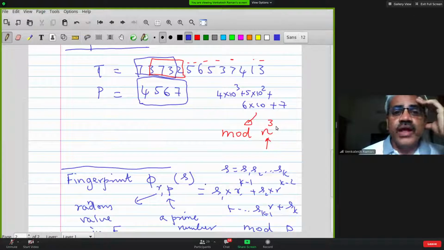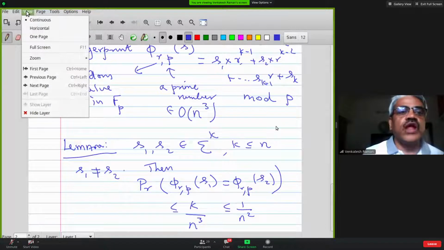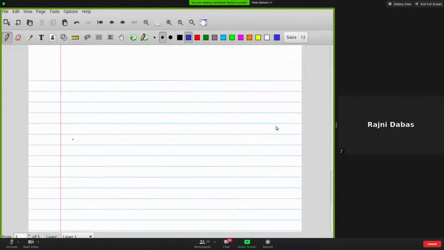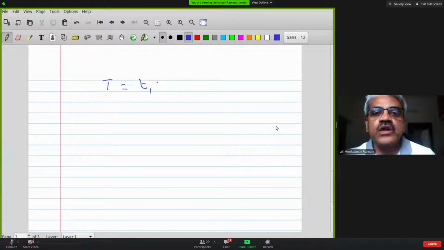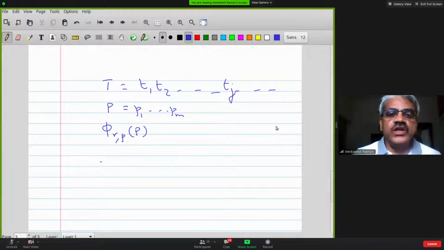So let's carefully see what it takes to actually run this whole algorithm. Here is my text, T1, T2, it's just coming, and maybe there is Tj. And I have computed my fingerprint for the pattern, which is a small number. Now let's say I computed the fingerprint for the first window, as the characters are coming.